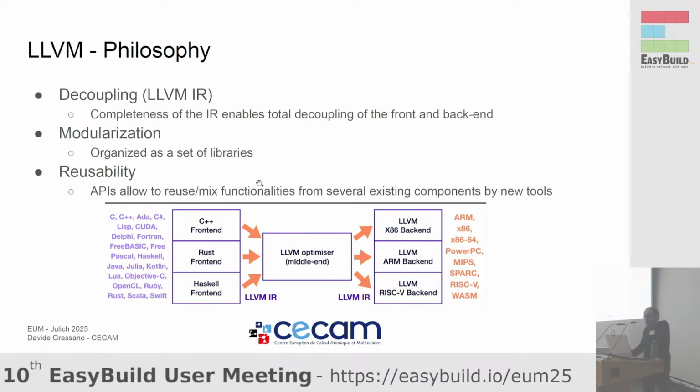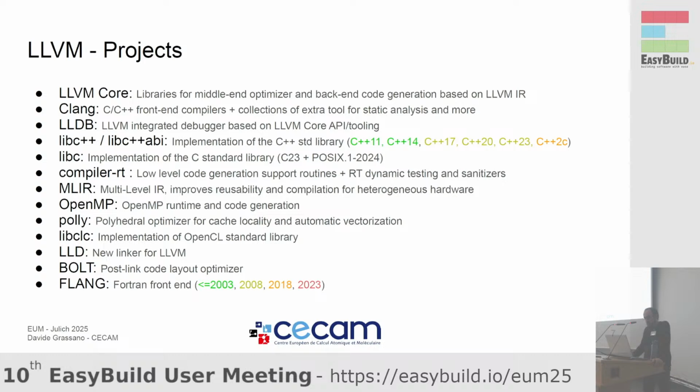And this, together with the modularization of the project, which is organized as a set of libraries with an API that you can look into, allows all the components of this compiler to be reusable. So you can either design a new front end that spits out LLVM IR and then reuse the middle end and backend to do the code optimization and generation. You can also hook into the middle end by writing your own custom passes, for example. And this is in general highly extensible and customizable.